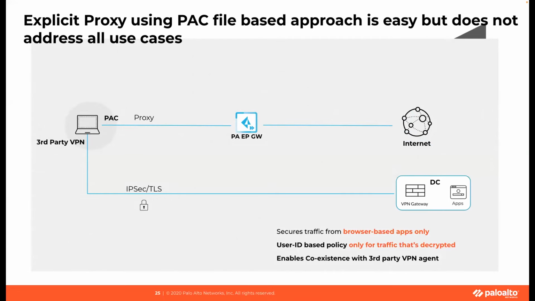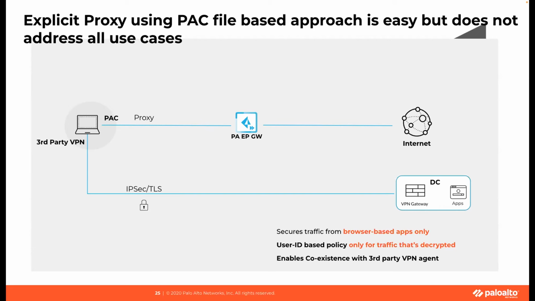The next item is the enhancements we are making on the explicit proxy side, or the cloud switch capabilities. Our explicit proxy or PAC file-based approach is easy, but it does not address all the use cases. Some of the use cases that cause issues for the user are the existence of third-party VPNs on the systems. At the same time, since there is also no presence of a client, it does not comply with all the device-level security that we provide with Prisma Access.